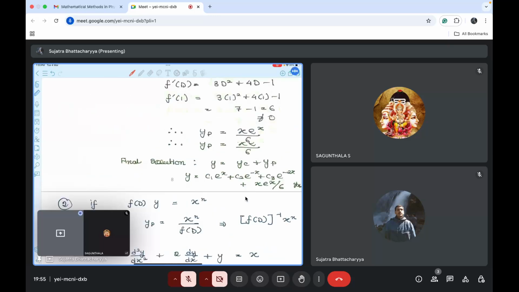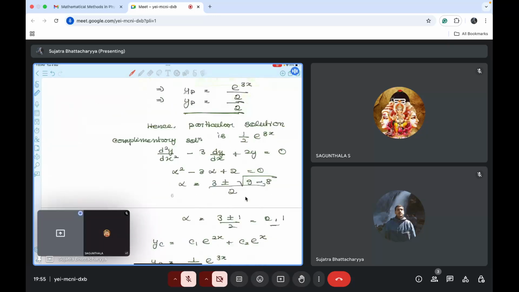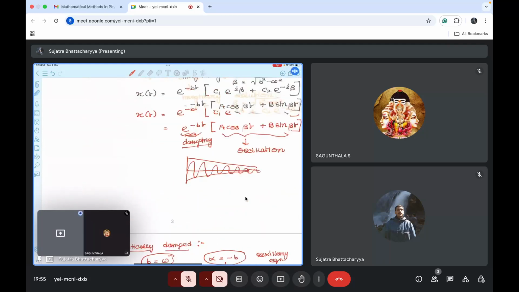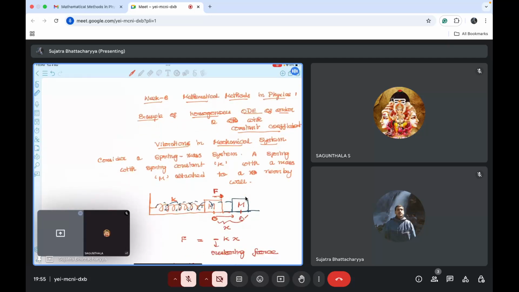So in homogeneous ODEs, we know how to calculate the complementary and particular solutions. That is the main motive of week 5 and week 6. We have covered that today. Okay, so the notes will be available, and if any questions are there, you can ask right now or next week. Okay, so with this, I think I can end.